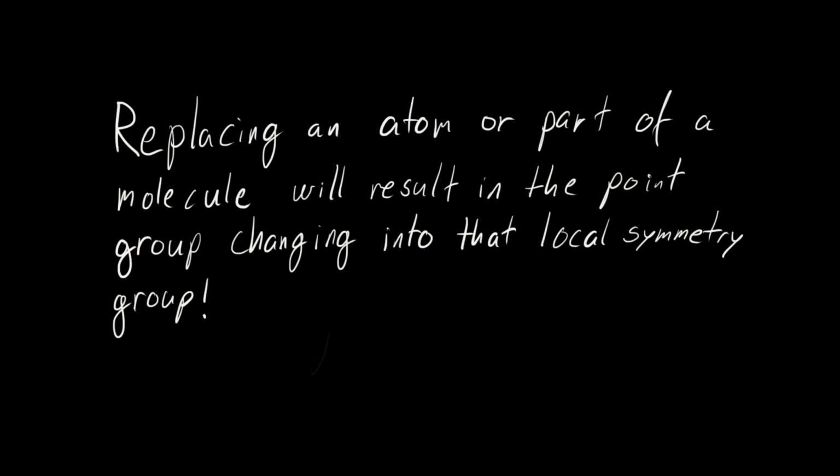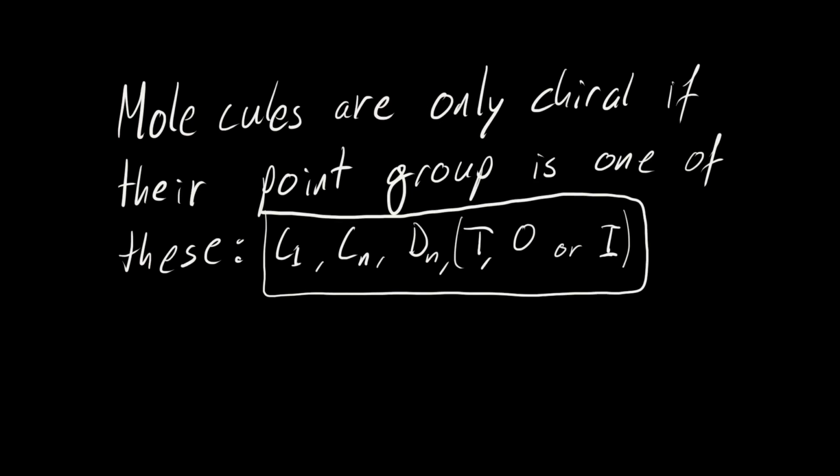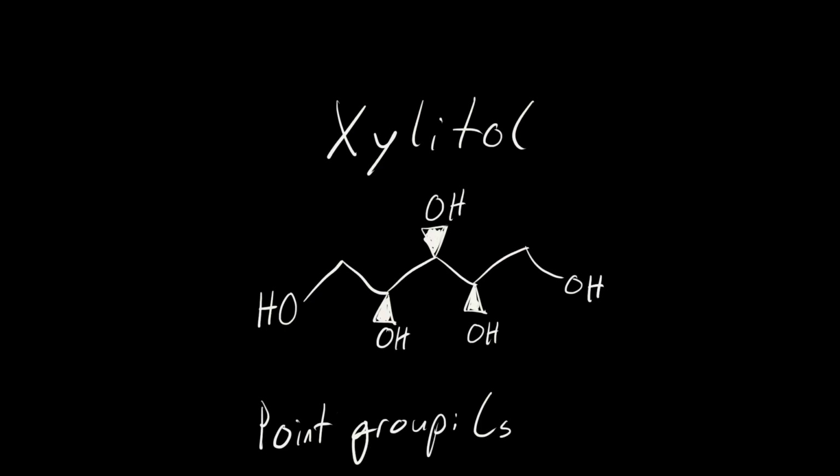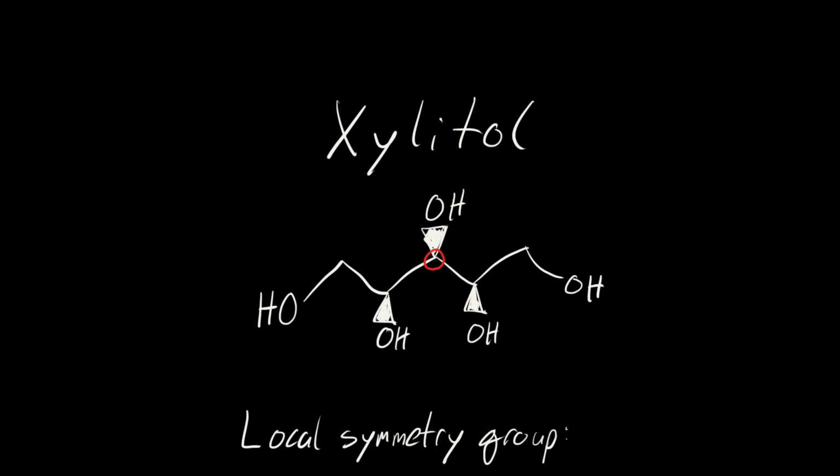We can use this to more precisely determine if a substitution leads to chirality, since chirality of an atom is defined as the atom having the chiral point groups, those being C1, Cn, Dn, and T, O, and I, which are less common. If we now go back to the xylitol, the point group of this molecule is Cs, which comes from the mirror plane bisecting the alcohol and hydrogen substituents, but it does not have any rotational axes. Now if we determine the local symmetry group of the central carbon, this should definitely give us an answer to whether or not it is a chiral center.